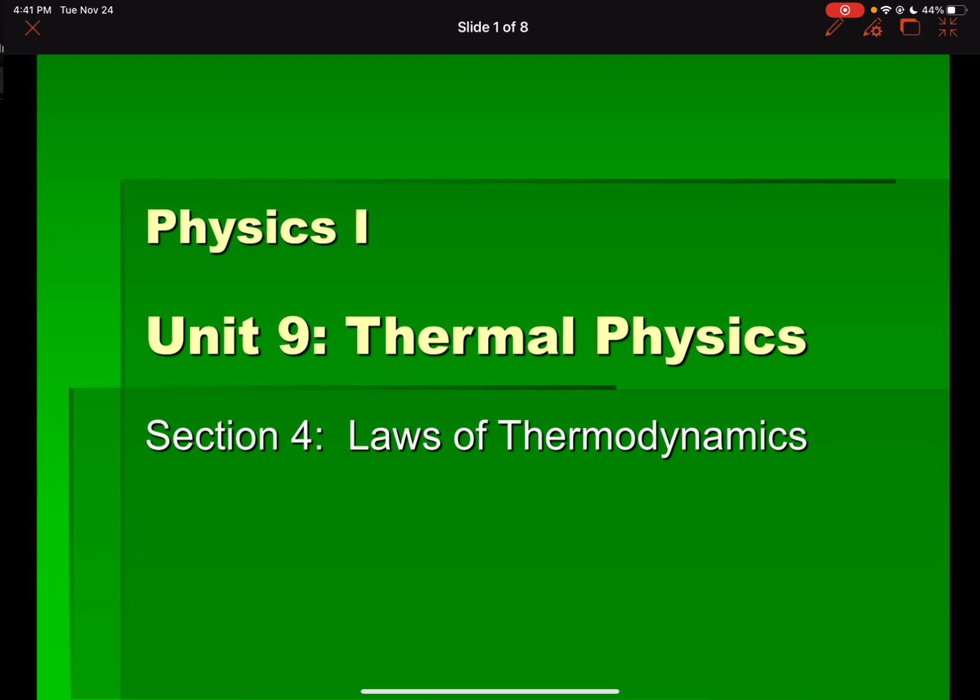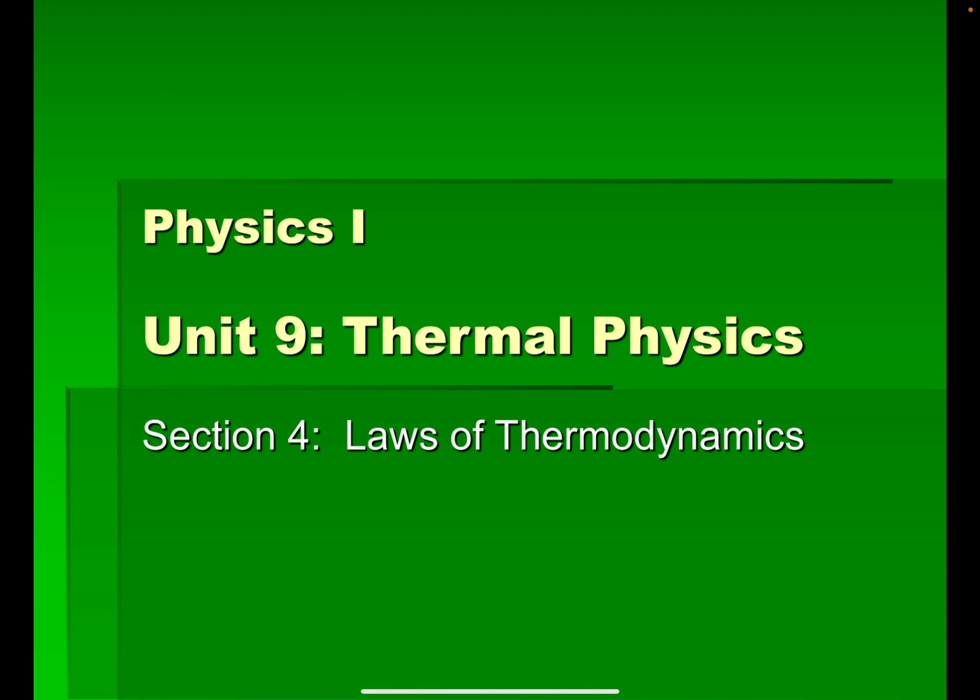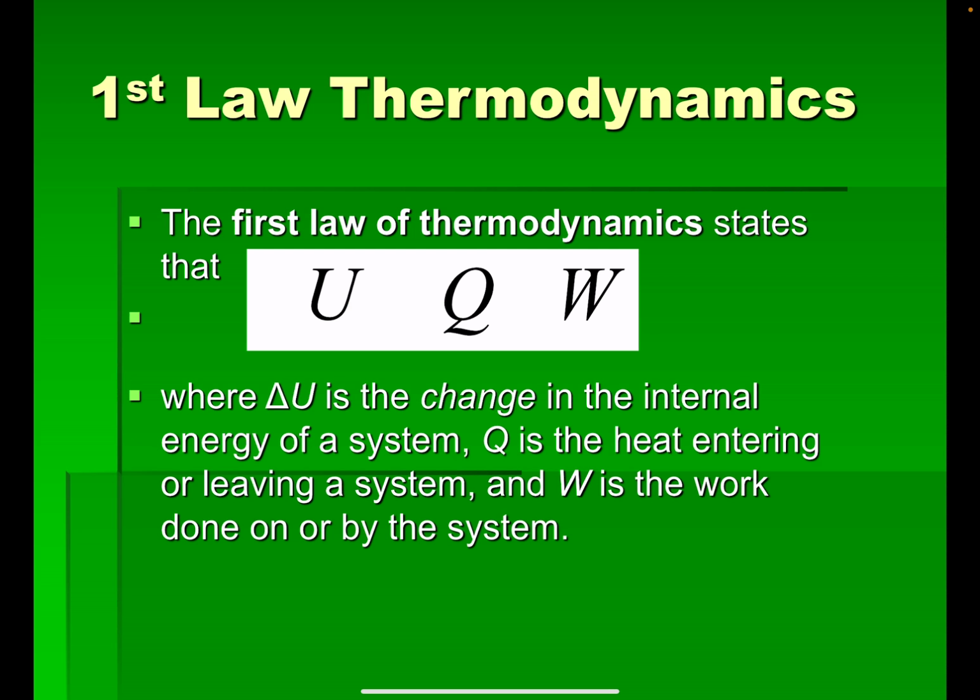But let's go over the laws of thermodynamics real quick. The first law is basically an equation: delta U is equal to Q minus W. So delta U is your change in internal energy. If you remember that first day of notes, we talked about that. We can't measure the internal energy of an object, but we can measure the change, and that's what this equation is. The change in internal energy is the amount of heat added to a system minus the work done by the system.